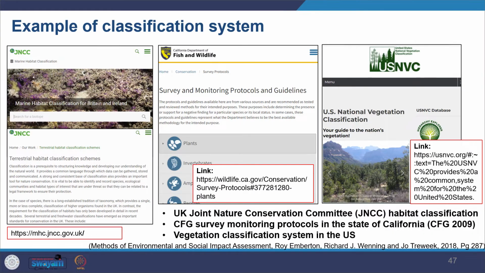Looking at some of the classification systems, the UK Joint Nature Conservation Committee has a habitat classification system. Then you also find the CFG survey monitoring protocol, which is used in the state of California. Then you also find a vegetation classification system in the US. So you can find all these classification systems which are there.